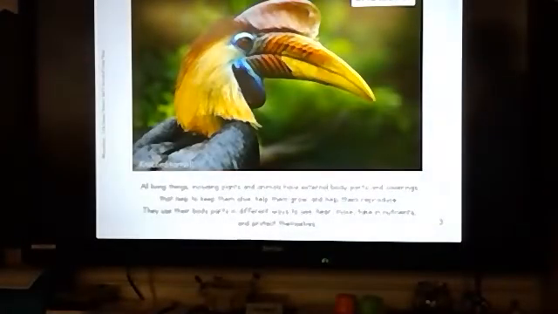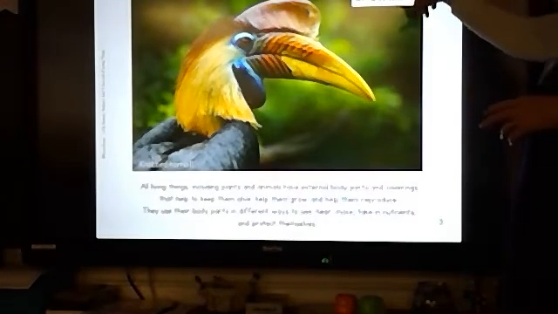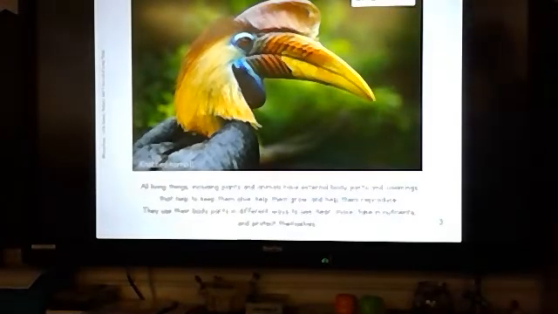Okay, now all living things, including plants and animals, have external body parts and coverings that help to keep them alive, help them grow, and help them reproduce. External means on the outside, all right? So they have external, on the outside of. That's what external means. So all living things, including plants and animals, have external body parts and coverings that help to keep them alive, help them grow, and help them reproduce.